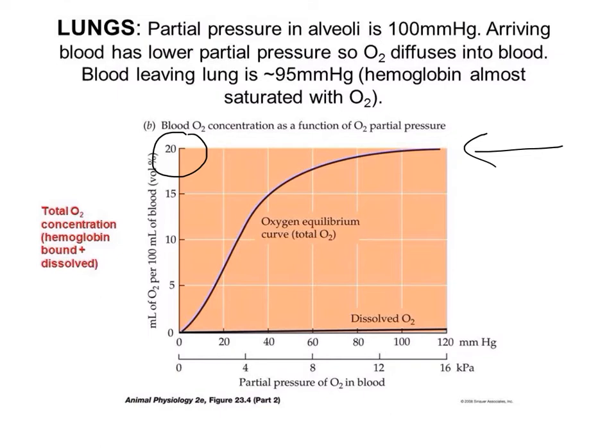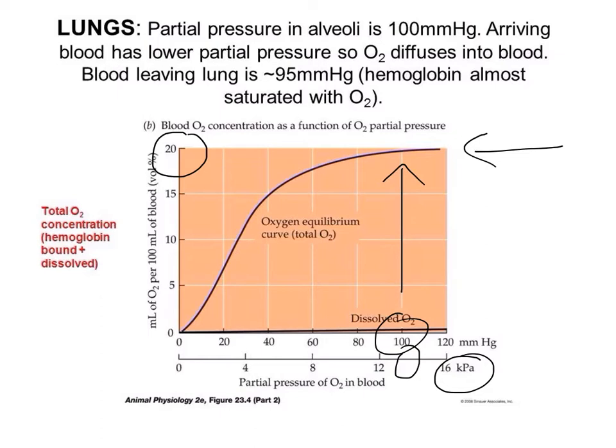And you can see to reach that saturation point, we're looking at a partial pressure of about 100 millimeters Hg, or a partial pressure in kPa, which is a different way of looking at partial pressure as well. So something above 12, so we're looking at more like 13, 14 kPa, which is close to that 100 millimeters Hg.